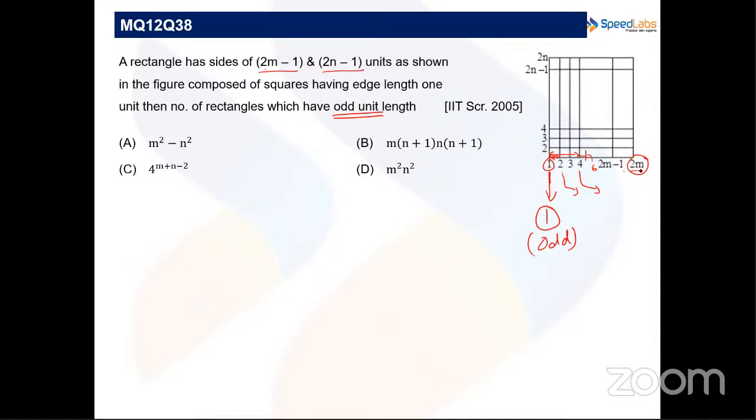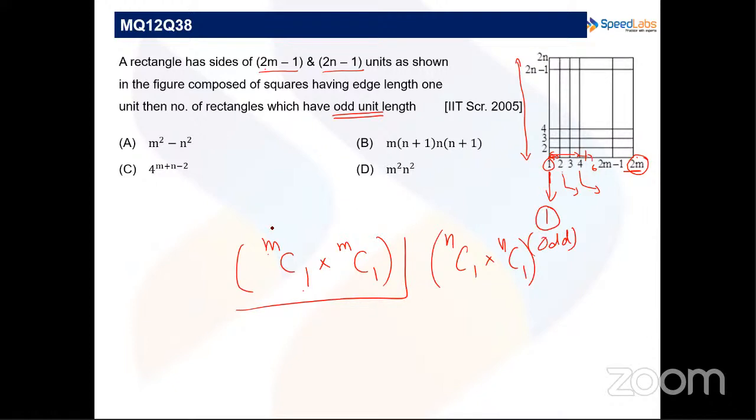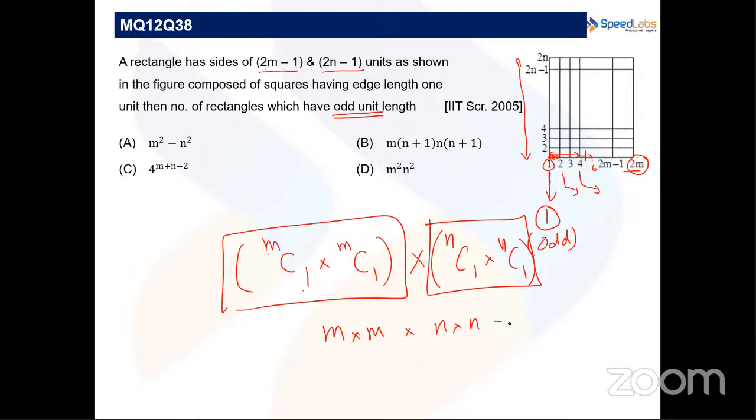So out of these 2m numbers, first number we have to select is odd. So number of ways in which an odd number can be selected is MC1. Out of these m we have to select one odd, and out of these m we have to select one even. So this is how we have found this length to be odd. Now here also we need to find the odd length. So out of these n options we have to select one even and one odd. We have to do this operation also and this operation also. So our option will be MC1, that is m into m into n into n. So that will be m square into n square.